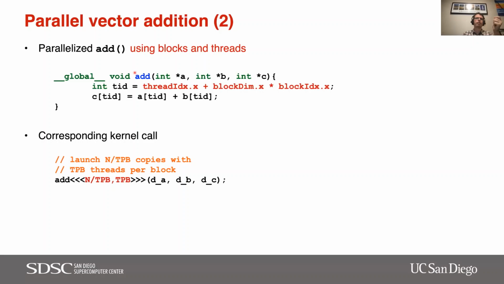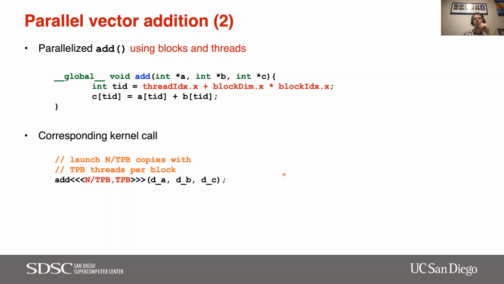So you say my index is threadIdx.x plus blockDim.x times blockIdx.x. And now you can launch a kernel, and all you have to make sure is that you launch a certain number of threads per block, and then you use a number of blocks such that the threads per block times the number of blocks sums up to n, right?